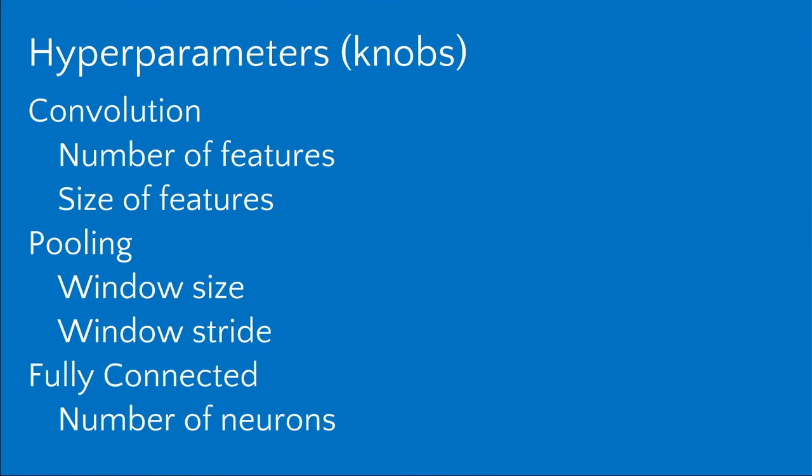On top of that, there are other things that we can use optimization for. So there's a bunch of decisions here that we haven't addressed yet. How do we know how many features to put in each convolutional layer? How do we know how big those should be? How many pixels on a side? How do we choose the size and stride of our pooling windows? In our fully connected layers, how many layers do we have and how many hidden neurons do we put in each? Each of these decisions are called hyperparameters.